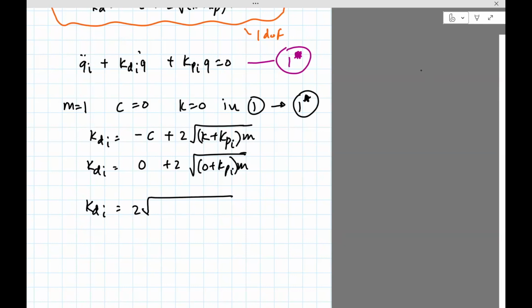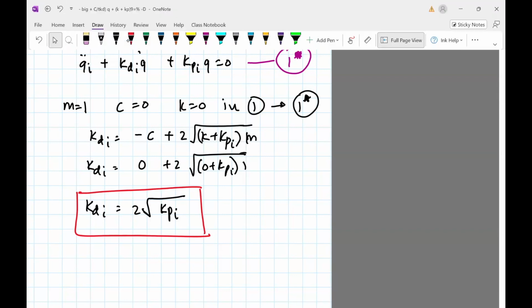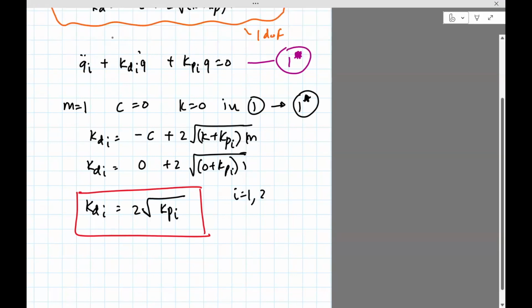Well, m is 1, my bad. That's it. So that's the equation. Very, very simple. KD is 2 square root Kp. And you can do this for i equals 1, 2, so on till n. And then all your degrees of freedom will be critically damped.